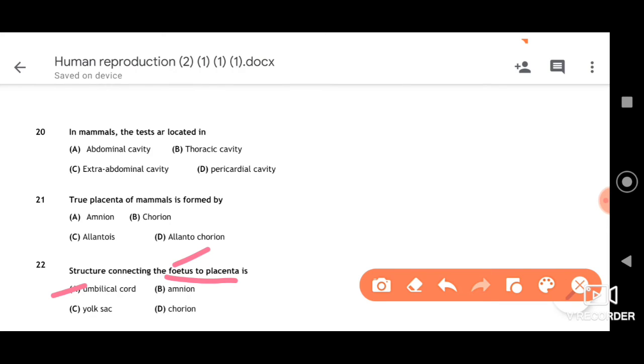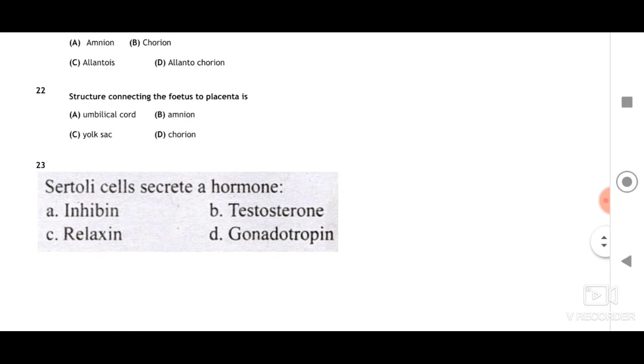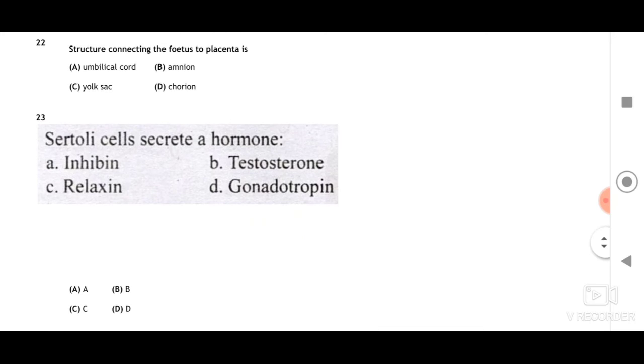Option A. Dear friends, the next question we have here is, the Sertoli cells secrete a hormone. What type of hormone is it secreting? The question is asked here: inhibin, testosterone, relaxin, or gonadotrophin.